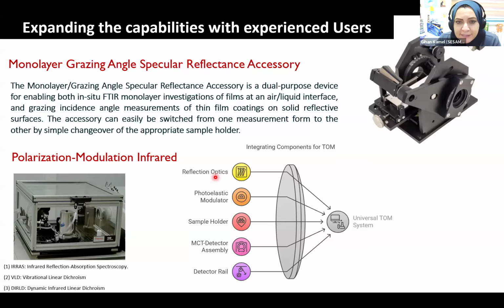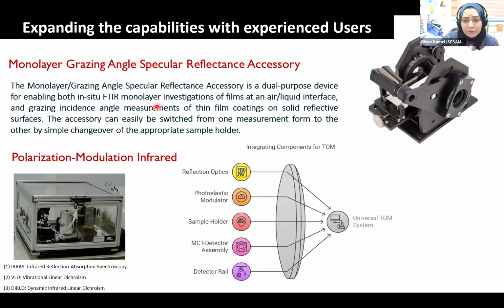So two things that we are trying to do now is that we're having this thing, which is a monolayer grazing angle specular reflectance accessory, which is this one. This helps a lot to study in situ if there are monolayers, if you have a material whose properties and function you want to study as films deposited at the air-water interface or at the air-liquid interface. So this is a very nice way if you want to measure thin films, for example, on a solid reflective surface and so on.